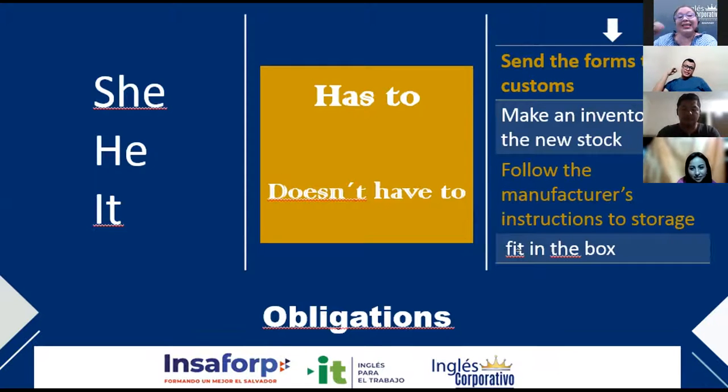Ahora, si queremos que algo sea por obligación, todo tiene que caber en la caja, todo el producto o todas las partes del producto, ¿verdad? Lo consideramos un solo producto. Entonces diríamos en obligación, it has to fit in the box. Okay, very good, very good.